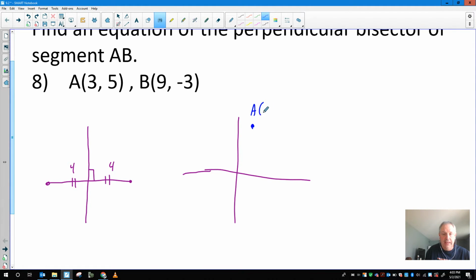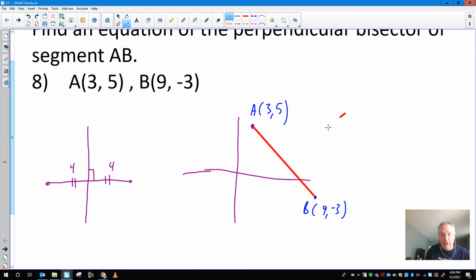So A is at 3, 5. B is at 9, further to the right down here. So point B is at 9, negative 3. So here is my segment joining those two. I want the perpendicular segment that goes halfway, and it would make a right angle. So this is what I'm trying to find the equation of.